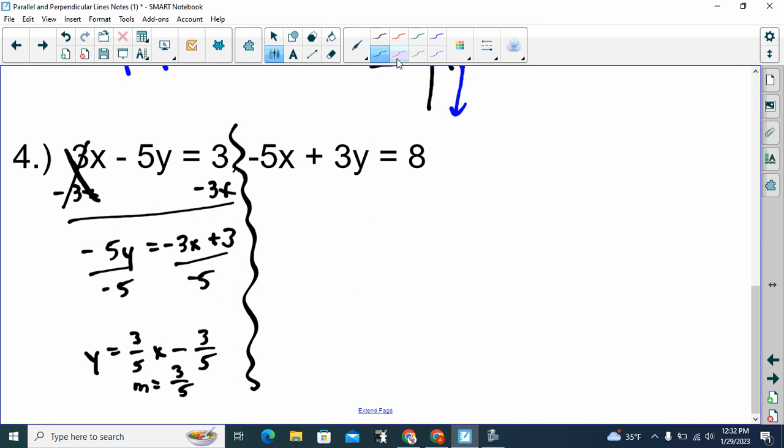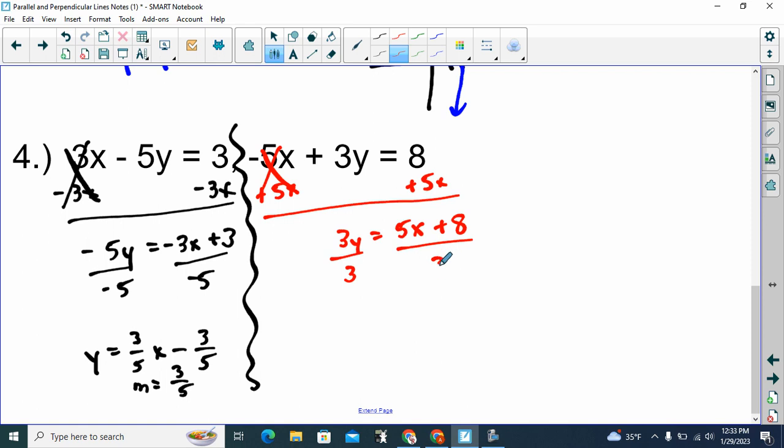Let's try this one. On this one, I'm going to start by adding 5x to both sides. Again, we need to change to slope-intercept form. I get 3y equals 8 plus 5x. Positive 5x plus 8. Divide both sides by 3. 5 divided by 3x plus 8 divided by 3. Slope of this line is 5 over 3.